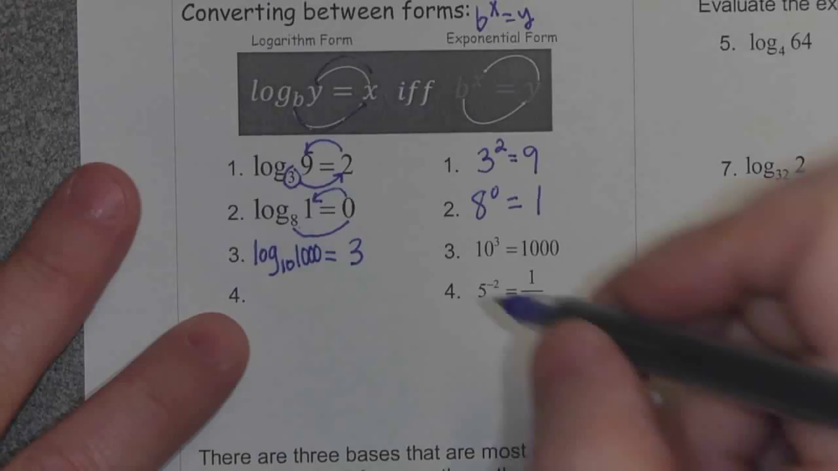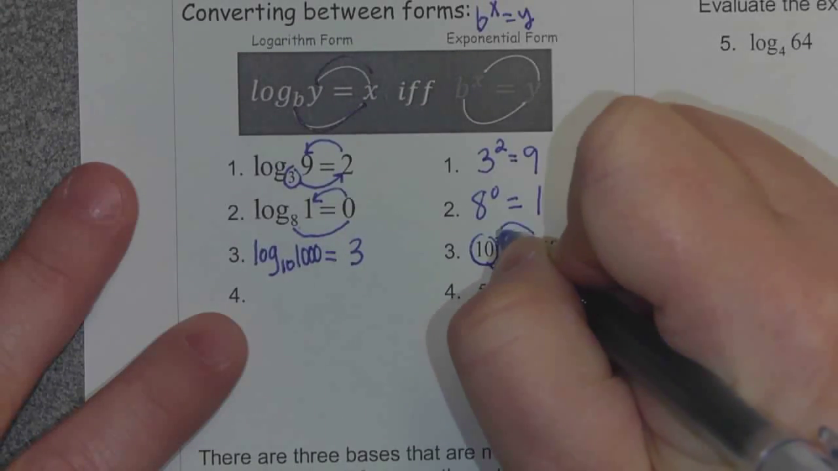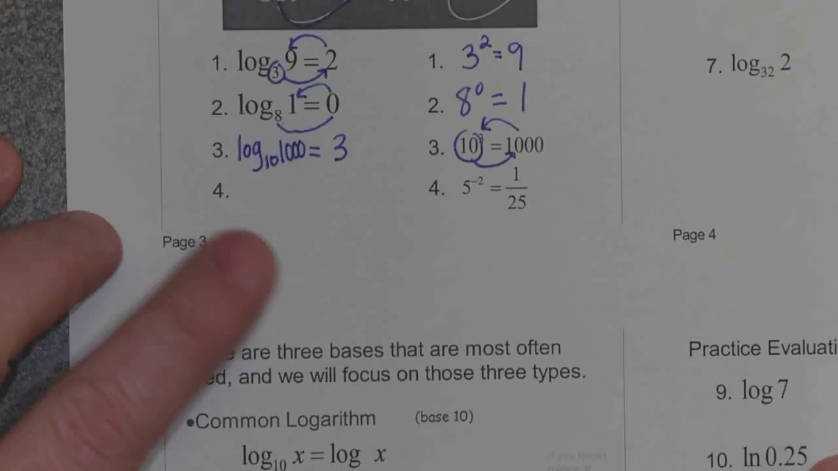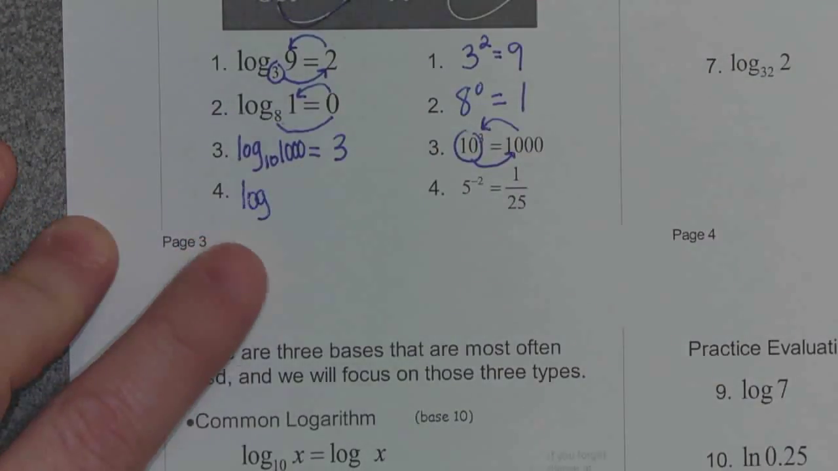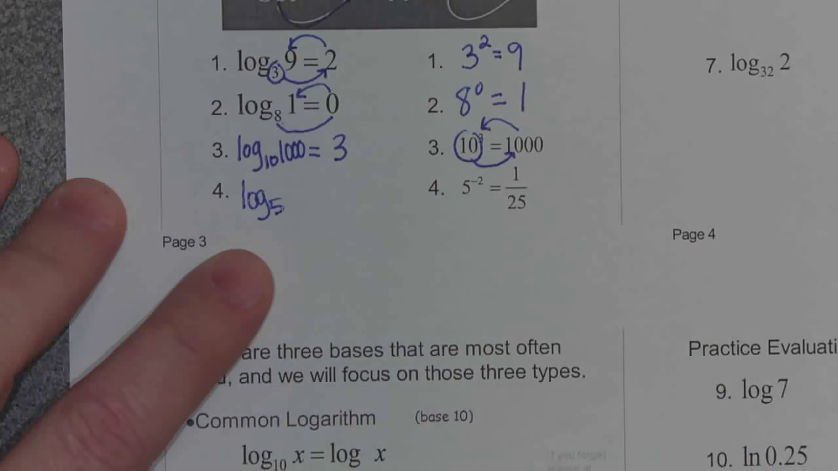Now I want to show you something here. Does the circle still work? Yeah, right. 10, 1000, 3. Did you see how it tells you the order to write it in? Okay, so thinking about that, how you're going to rewrite number 4 is going to be log base what? 5 of what number?